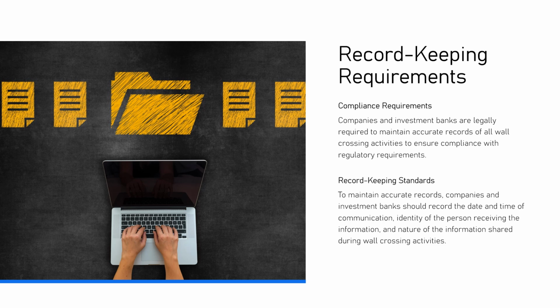Record keeping requirements. Compliance requirements. Companies and investment banks are legally required to maintain accurate records of all wall crossing activities to ensure compliance with regulatory requirements. Record keeping standards. To maintain accurate records, companies and investment banks should record the date and time of communication, identity of the person receiving the information, and nature of the information shared during the wall crossing activity.